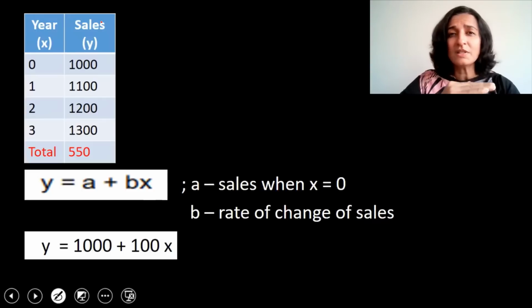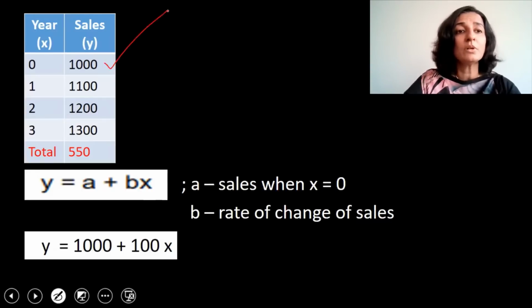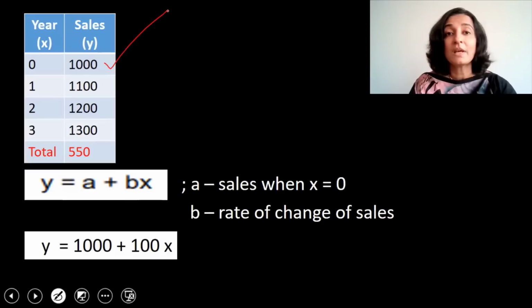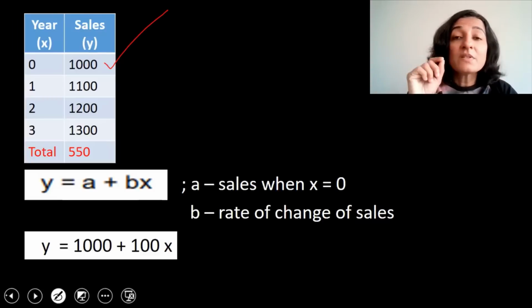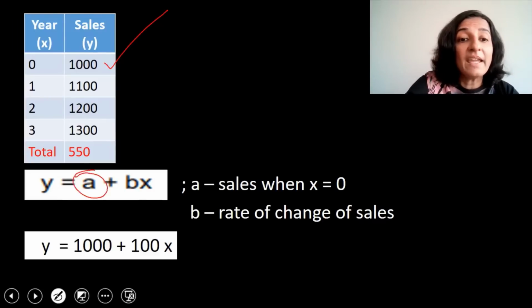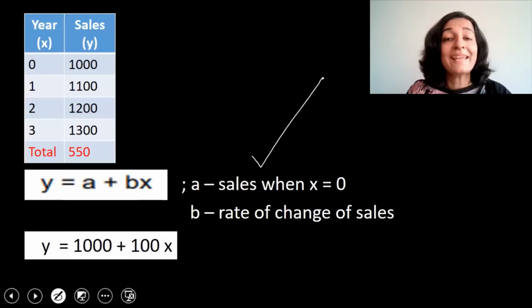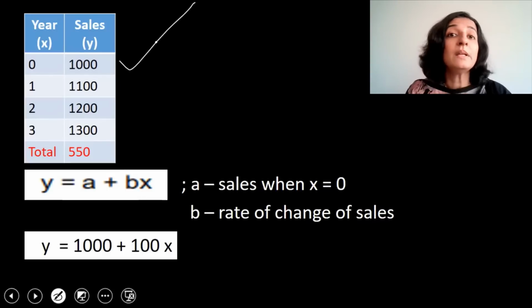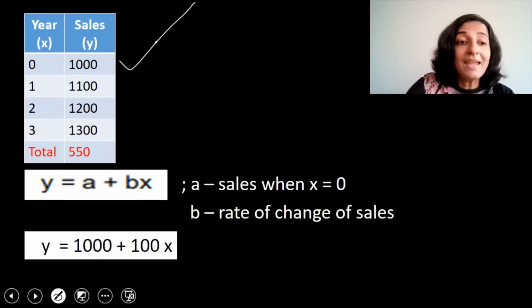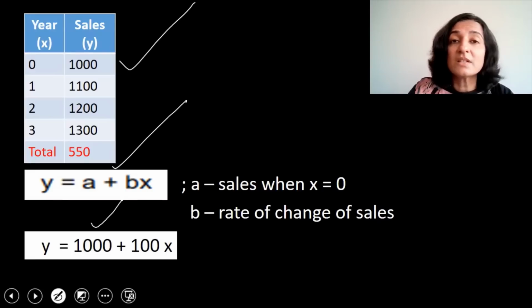In year zero, that is just when you started off, you were able to achieve a sales of 1,000 units, which means that even though you did not have any experience, you still achieved a sales of 1,000 units, which means that there is a portion of sales that will happen even though the years have not progressed. So that is the meaning of A. A is the sales when X is equal to 0. That's a constant figure. We were able to achieve 1,000 units even before we completed 1 year of operation. So A in this case is 1,000 units.